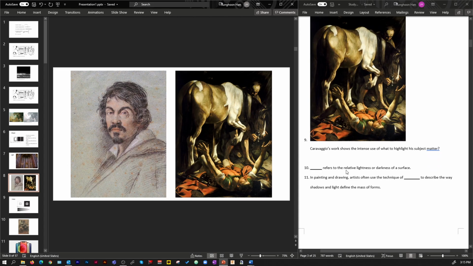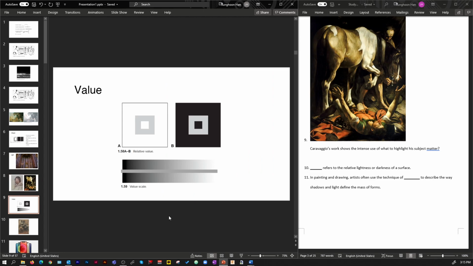And blank refers to the relative lightness or darkness of a surface. So we talked about how value can be used to create three-dimensionality and other things as well. So value refers to the relative lightness or darkness of the surface. And we also looked at how, by placing the same value depending on the element that is in close proximity, we perceive it as a difference.